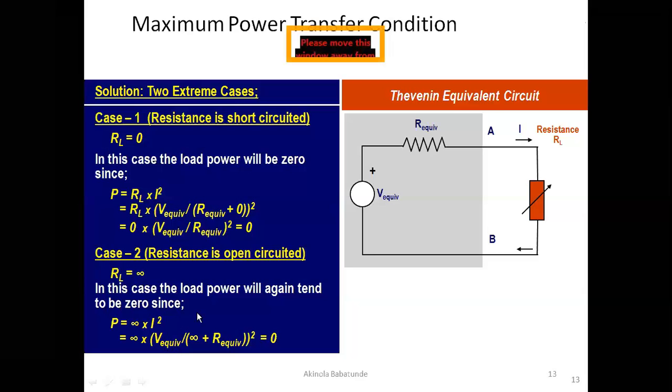V equivalent divided by infinity would therefore be equal to 0. The inverse of infinity is equal to 0; from your mathematics, you should know that. So if V equivalent divided by infinity is 0, that simply means we have 0 squared multiplied by infinity. 0 squared, of course, is 0, so 0 multiplied by infinity will give us 0. So in either case, when we short circuit the resistance or open the circuit for the resistance, our power would be equal to 0.